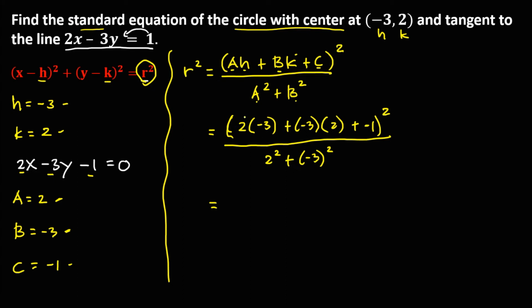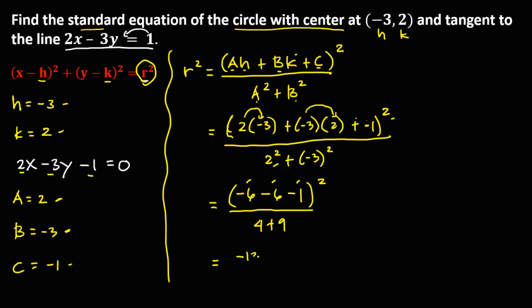Then simplify. This one is 2 times negative 3, which is negative 6. Then negative 3 times 2, this one is also negative 6. Then positive and negative, that's negative 1, then quantity to the power 2. Then over this 2 squared, that's 4, plus negative 3 squared, so negative 3 times negative 3, that's positive 9. Then to simplify, negative 6 minus 6, since the same negative, you add. So this one is negative 12. And negative 12 minus 1, that's negative 13. Then to the power 2, and this 4 plus 9, that's positive 13.